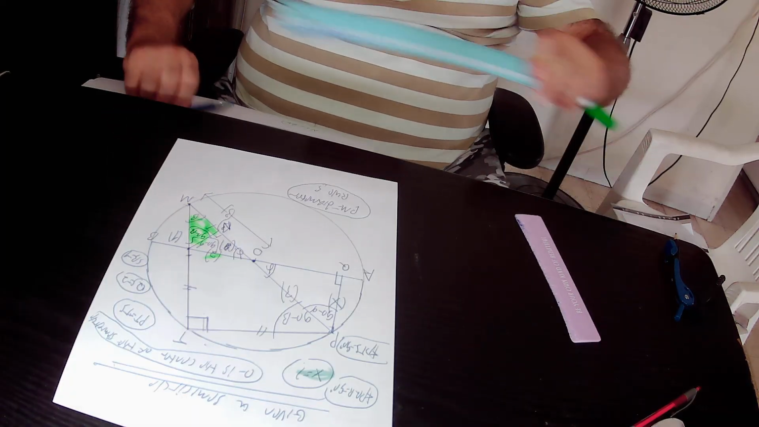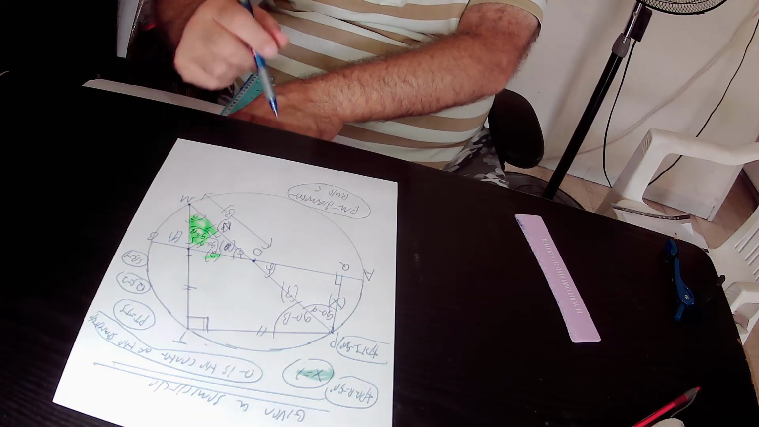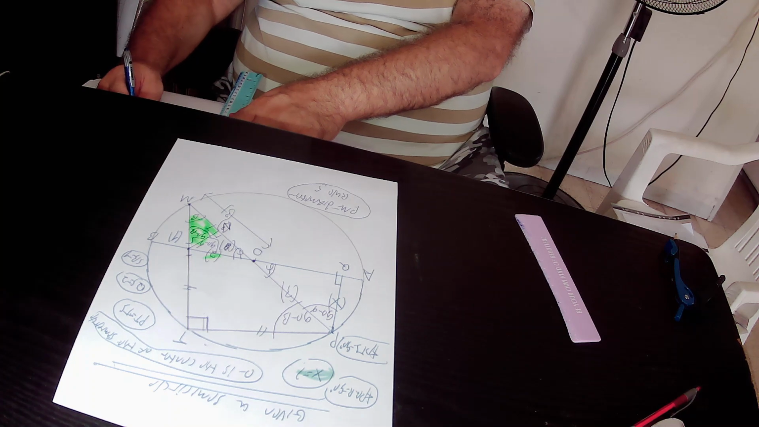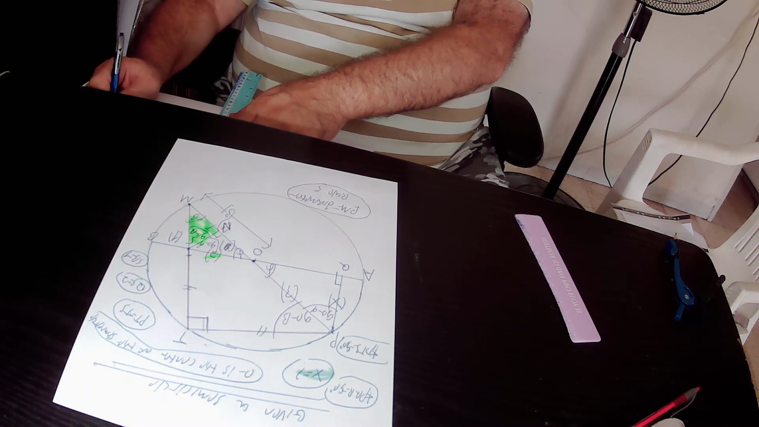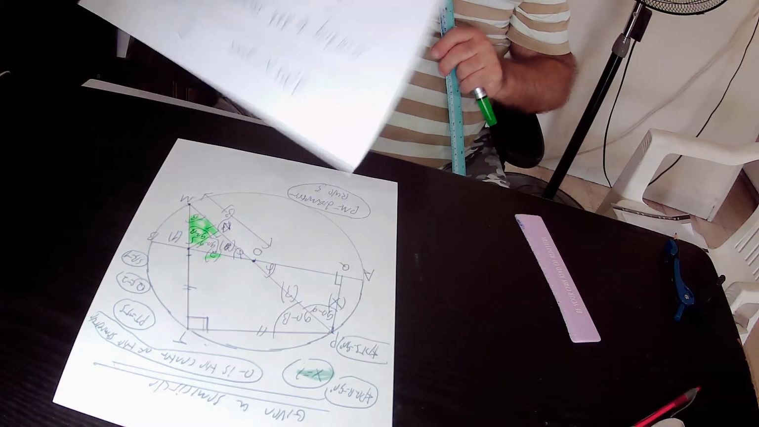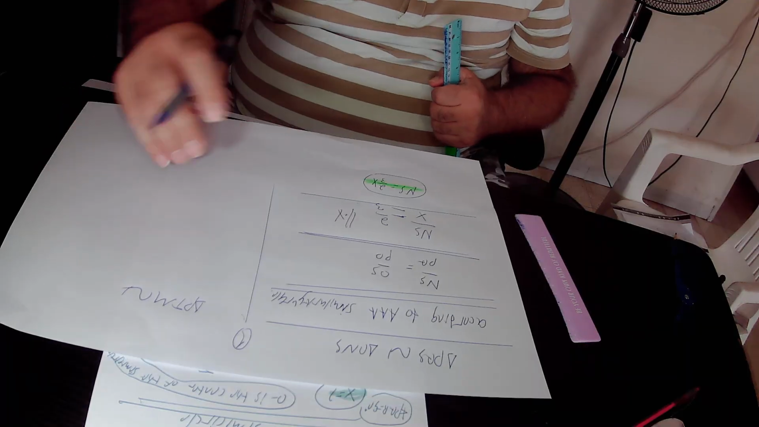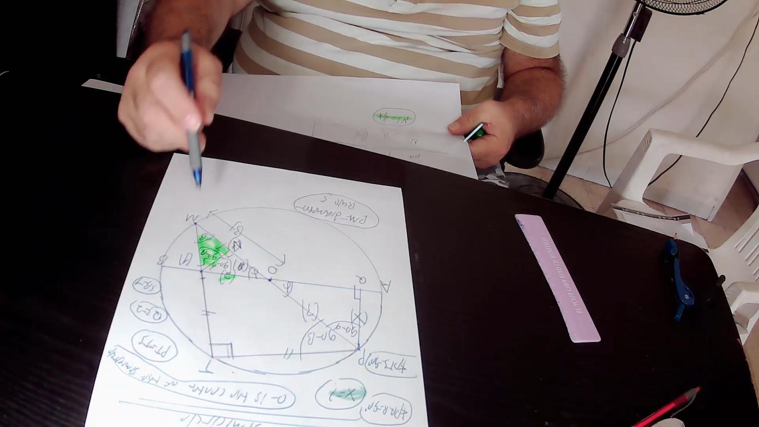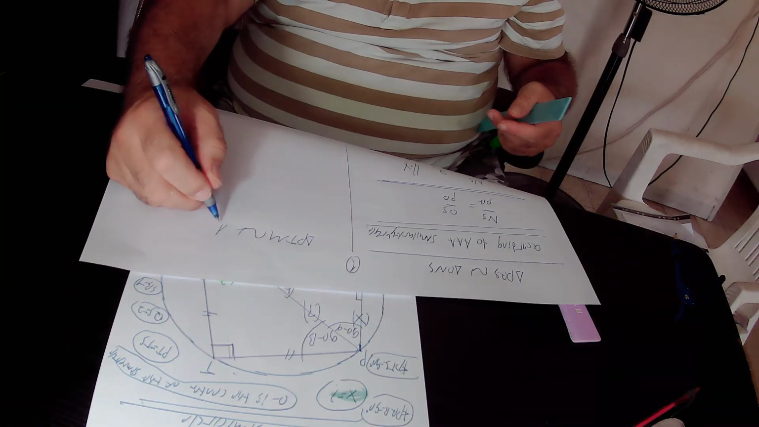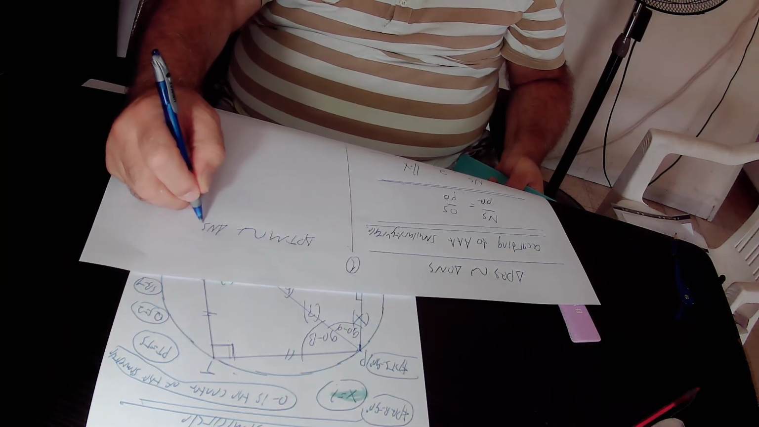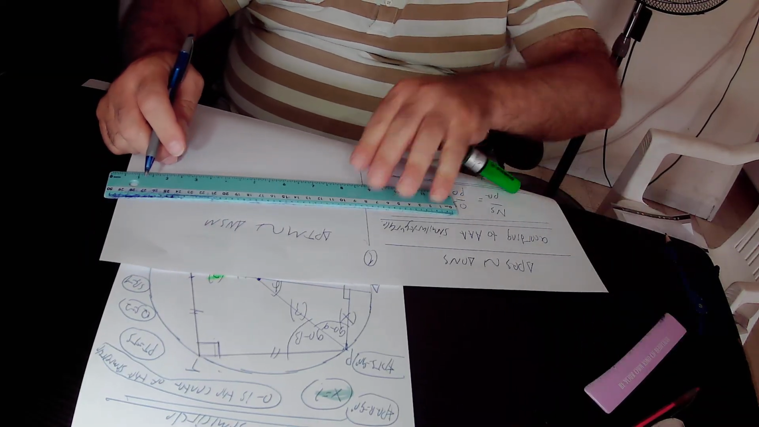So I write it down. We actually found out that the big right triangle PTM is similar to the small green right triangle NSM, according to the angle similarity rule.